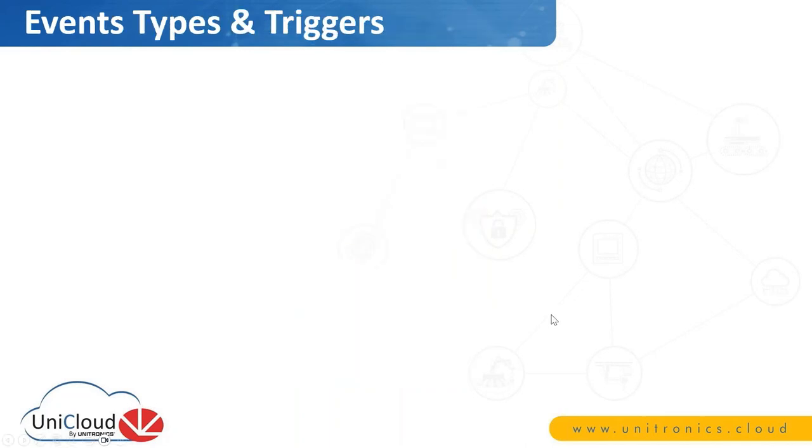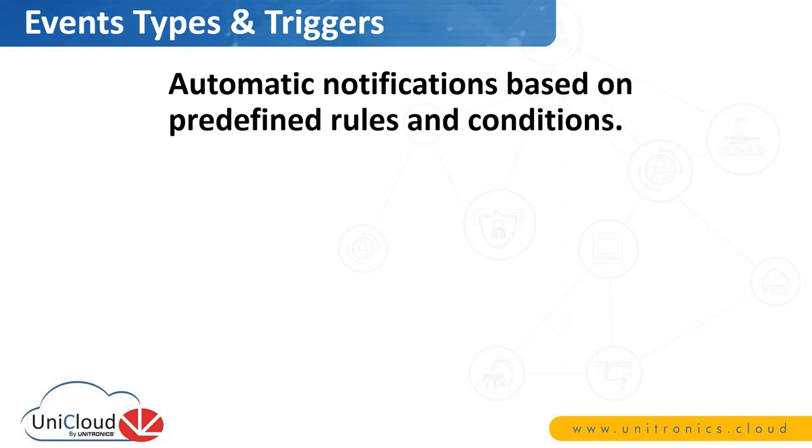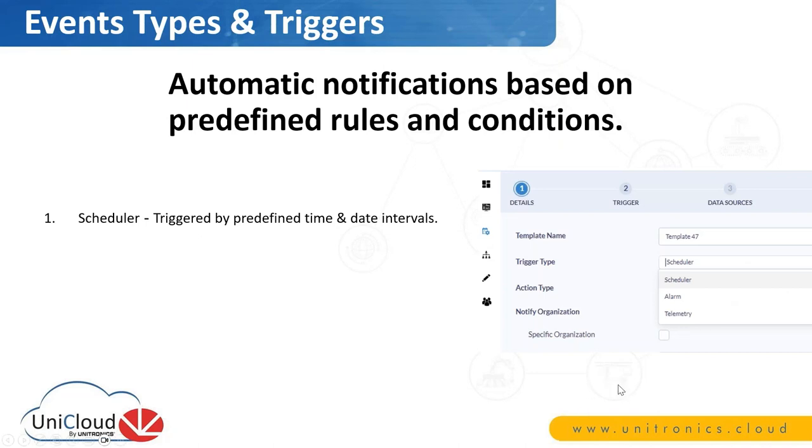So what is UniCloud's event? What are the types, triggers, and so on? UniCloud events is basically an automatic notification system, which is based on predefined rules and conditions. We have three triggers that can initiate sending an automatic SMS or an email.